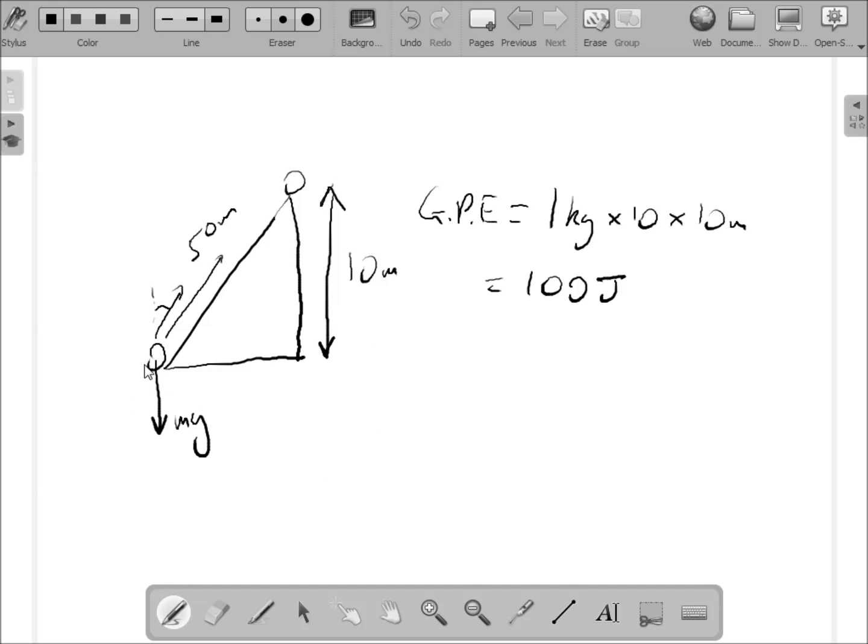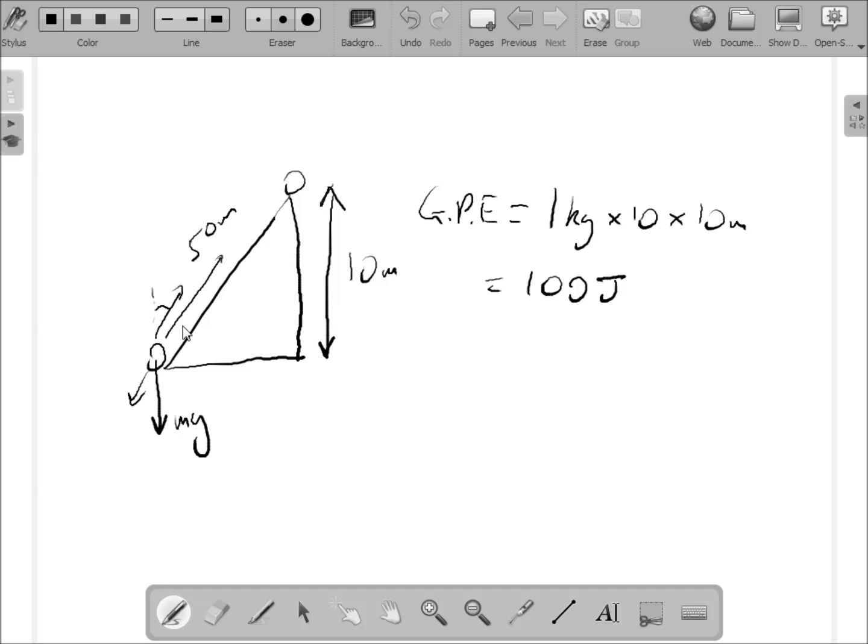Now obviously that changes a little bit if we had a resistive force, say some friction from the slope. That would need to be considered separately, and we'd have to work out how much energy was transferred from moving it over the 50 meters in that direction, which would be a slightly different calculation. But on a simple example, there's no friction.